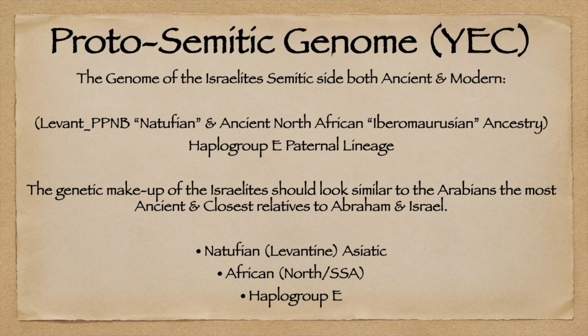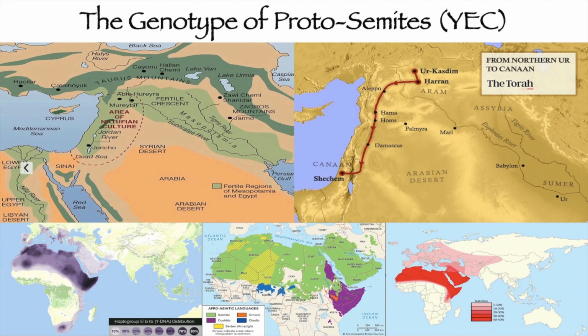And when it comes to the descendants of Israel, they should have some Natufian, some Ibero-Mauritian, and haplogroup E. To some degree, I would expect the descendants of Israel to have this genetic makeup. Again, some Natufian, some Ibero-Mauritian, and the paternal lineage being haplogroup E. This is what I would look for according to all the information given thus far. With that being said, this is where we conclude the video, the genome of Proto-Semites from a young Earth perspective.